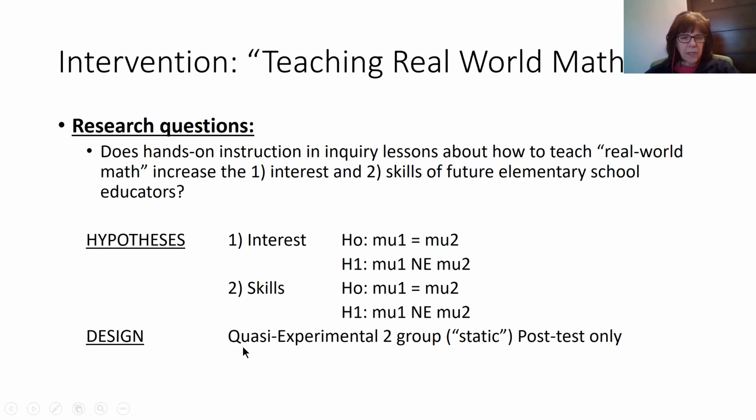You see the hypotheses written in statistical language. The null hypothesis is that there is no difference between the treatment condition mu1 and the non-treatment condition mu2 on interest. The research hypothesis is that there is a difference between the two on interest, and the same on skills. So the question is: is there a between-groups difference on either of the constructs measured in the post-test?